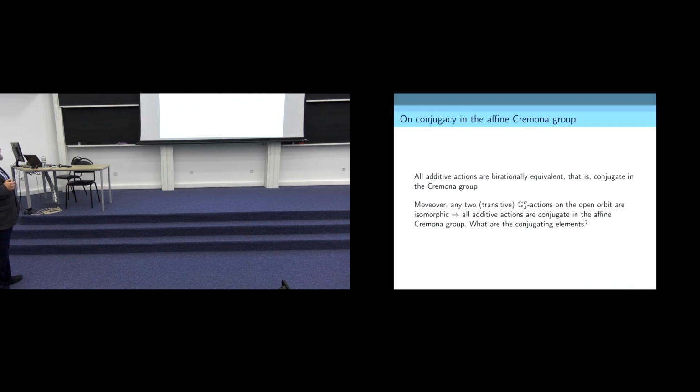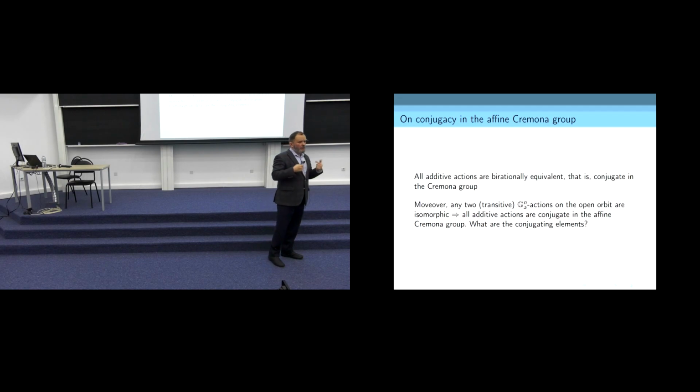Okay, and then concerning conjugacy, what you ask, are they birationally isomorphic? If you want to classify birationally the action of a group with an open orbit, then the question is trivial. Two actions with an open orbit are birationally equivariantly isomorphic if and only if these open orbits are the same, right? So in my case of additive action, we always have an open orbit, which is isomorphic to our group, our vector group. So certainly they are birationally equivalent and conjugate in the Cremona group.